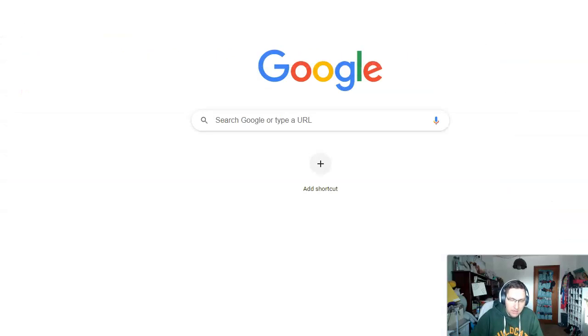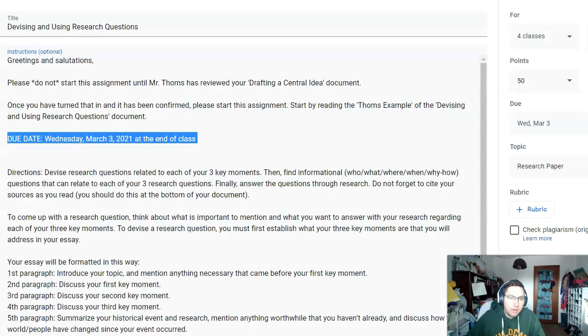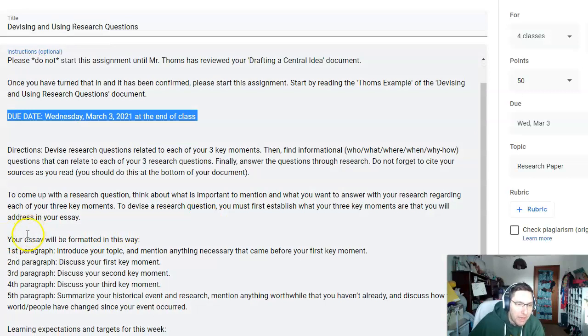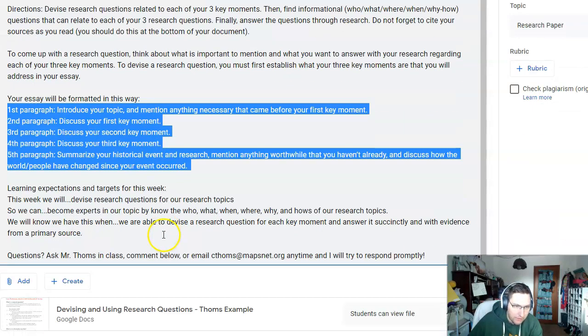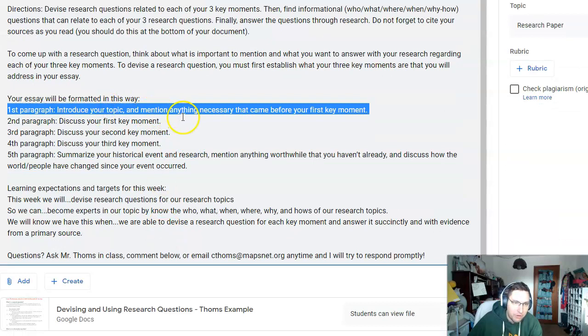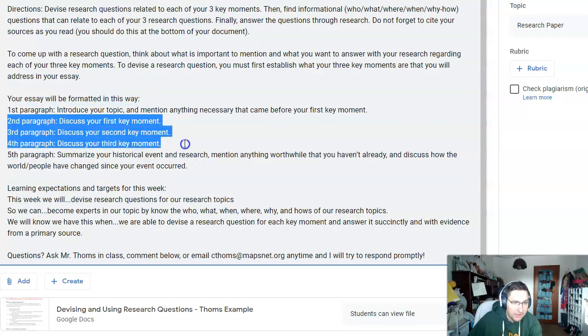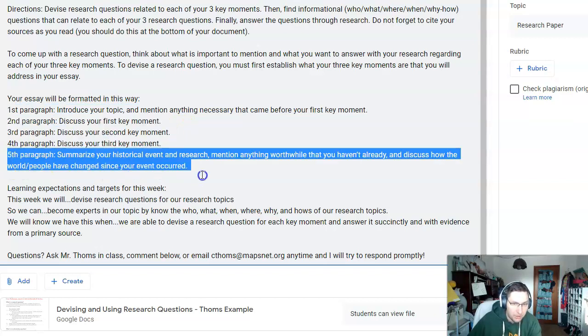One thing I want to start off with is the format of your essay. Eventually, somewhere around March 12th, you will finish up your essay, and it'll be structured like this: 5 paragraphs. In the first paragraph, you'll introduce your first topic and anything necessary that came before your first key moment. And then the middle paragraphs, that's what we're focusing on here. That's you telling me your 3 key moments: the who, what, where, when, why, and how. The 5th paragraph is your conclusion. You'll summarize your historical event, mention anything worthwhile that you haven't already, and discuss how the world or people have changed since your event occurred.